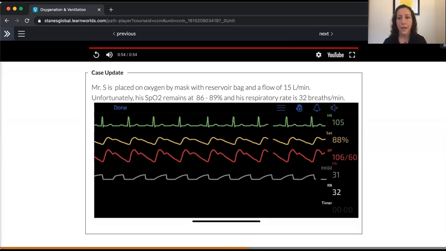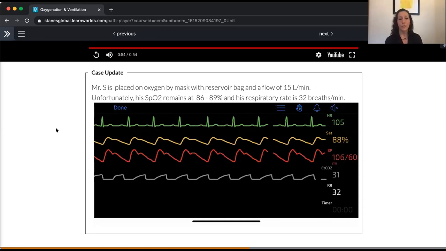Okay, we have another case update. What's going on with Mr. S? He is placed on oxygen using a mask with a reservoir bag. We like that because reservoir bags can get your FiO2 up to 90%, we decided. And the flow is 10 to 15 liters per minute, and his provider decided to put him on 15 liters per minute. So all of that is appropriate. Uh-oh, unfortunately, his oxygen remains at 86 to 89%, and his respiratory rate is 32 breaths per minute.